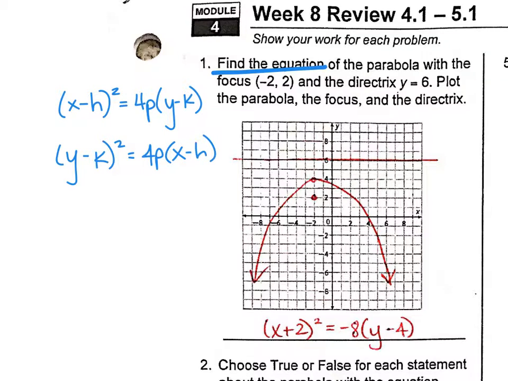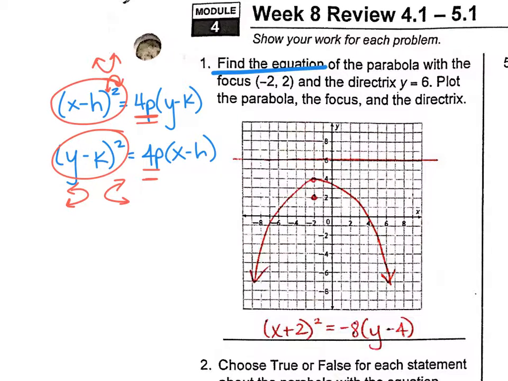The things that you need to remember really for yourself, if it's x squared, that means I'm either opening up or down. If it's y squared, I'm going to be opening to the left or to the right. And the 4p, this area right here, that's what will tell us if we're going to go up or down. If it's negative, it's going to go down or left. If it's positive, up or right. And remember, p, we're going to see, is the distance here.